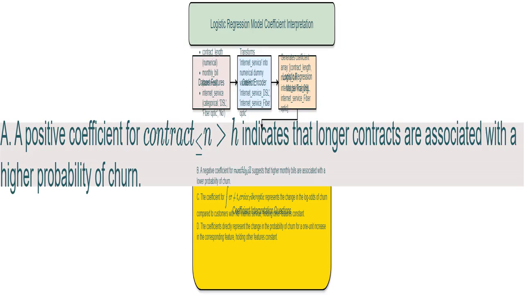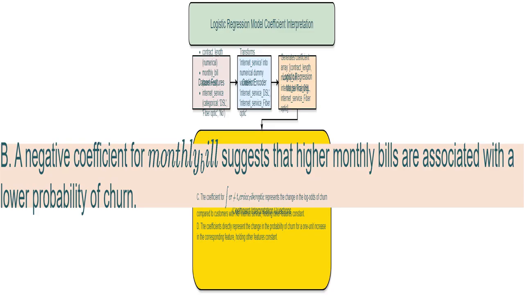This statement is potentially misleading. A positive coefficient means a longer contract is associated with higher log odds of churn, not necessarily higher probability. The relationship between log odds and probability isn't linear. This statement is correct. A negative coefficient for monthly bill indicates that higher monthly bills are indeed linked to a lower log odds, and therefore, lower probability of churn.